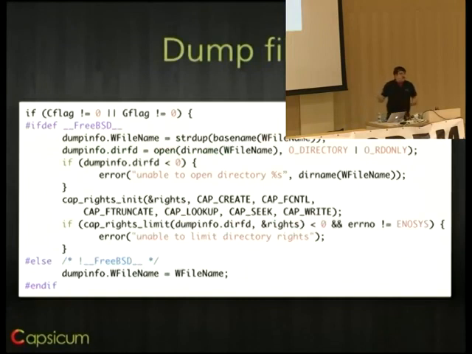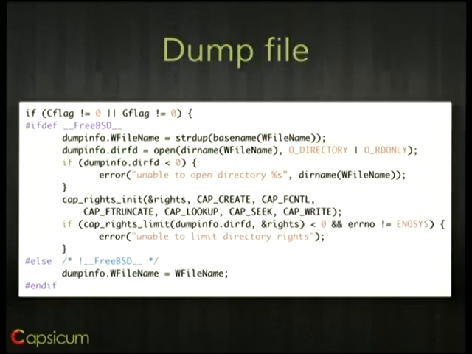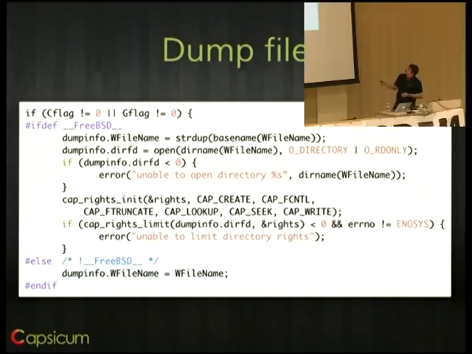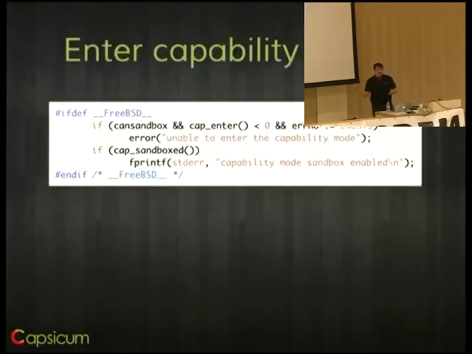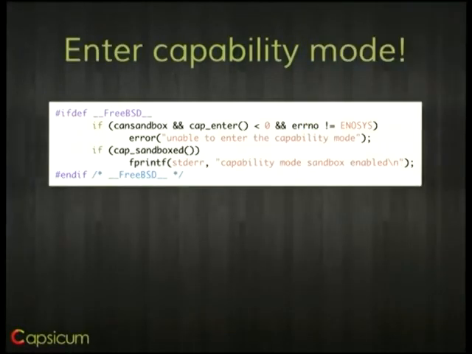Then the output is this dump file. Again, similarly, we set up that temporary structure to say you're allowed to create a dump file. You're allowed to do fcntl on it, truncate it, a couple of other things, and of course write to it. And that's it. Then finally, we enter capability mode. So first you do some setup, you initialize things, and then you limit yourself so that you have your input and your output, and you can only use them for those purposes. Then you enter capability mode.